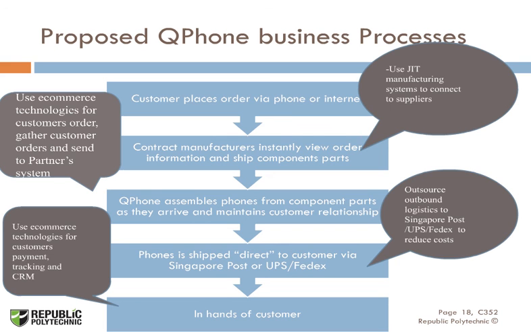First, use e-commerce technologies for customers' orders: gather customer orders and send them straight to the partner's system. We can then use JIT manufacturing systems to connect to suppliers so that QPhone and its manufacturers can instantly view order information and ship parts. Outsourcing outbound logistics to external parties will help reduce the shipment costs of phones. And finally, use e-commerce and CRM for customers' purchase, payment and customer management.